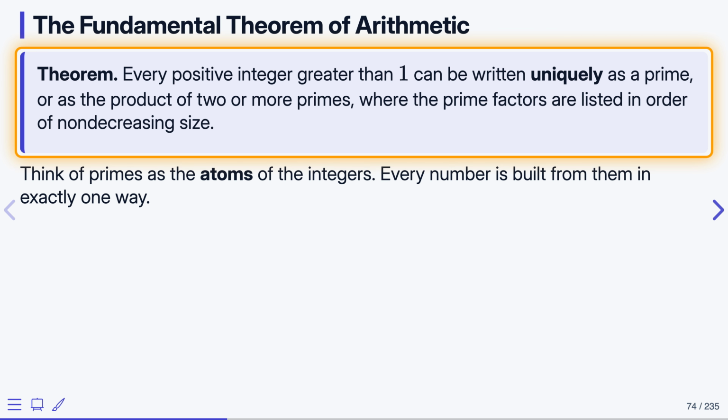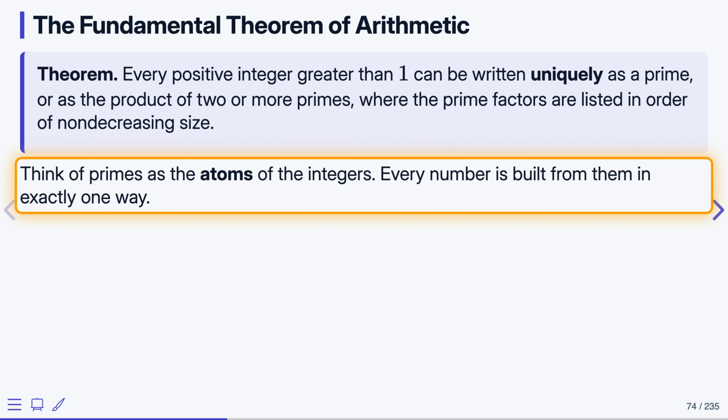This is one of the biggest ideas in number theory. Take any whole number bigger than 1. You can break it into prime pieces, and there is only one way to do it once you list the pieces from small to large. We call this the unique prime factorization. Think of primes as atoms. Every number is built from these atoms, and the recipe is unique.